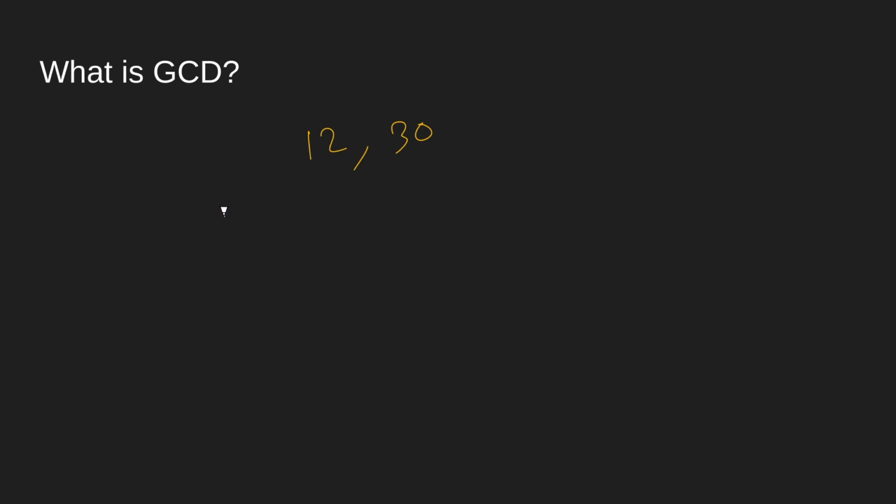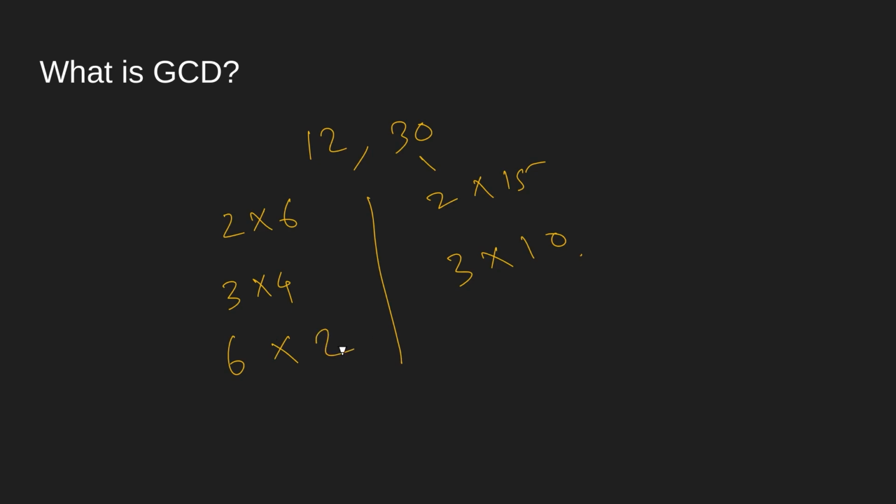12 can be written as 2 times 6, and 30 can be written as 2 times 15. And 12 can be written as 3 times 4, 30 can be written as 3 times 10. And if you are shrewd, you can see that the number 6 also divides both of them: 6 times 2, and here it is 6 times 5.